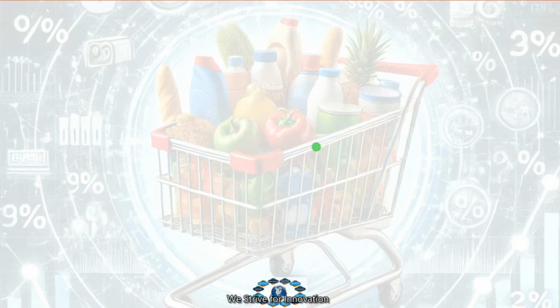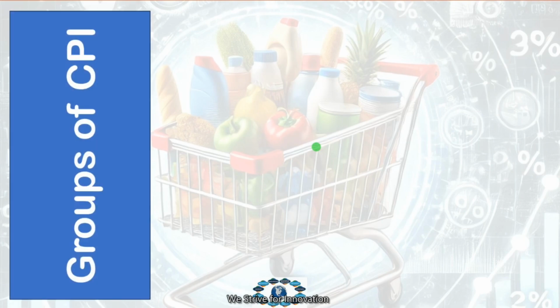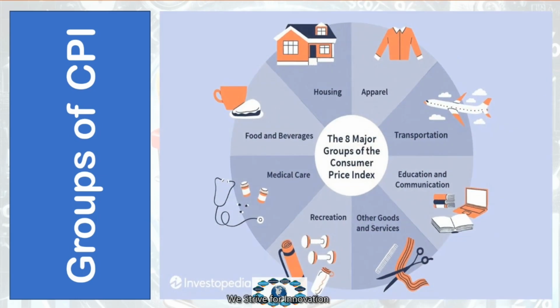Now let's talk about the groups that make up the consumer price index. The groups are, of course, housing, apparel, transportation, education and communication, other goods and services, recreation, medical, and food and beverages. Those are the 8 major groups of the consumer price index.